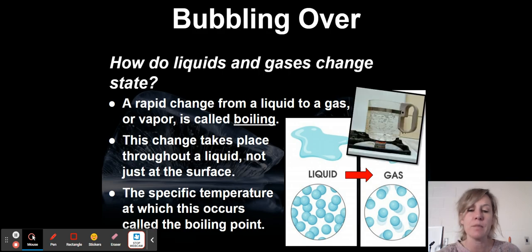All right. A rapid change from a liquid to a gas. So think boiling a pot of water. That's boiling. The specific temperature at which it starts to boil is the boiling point.